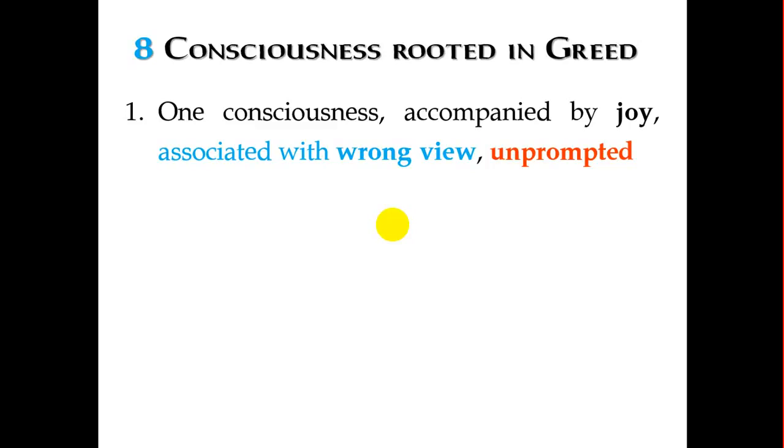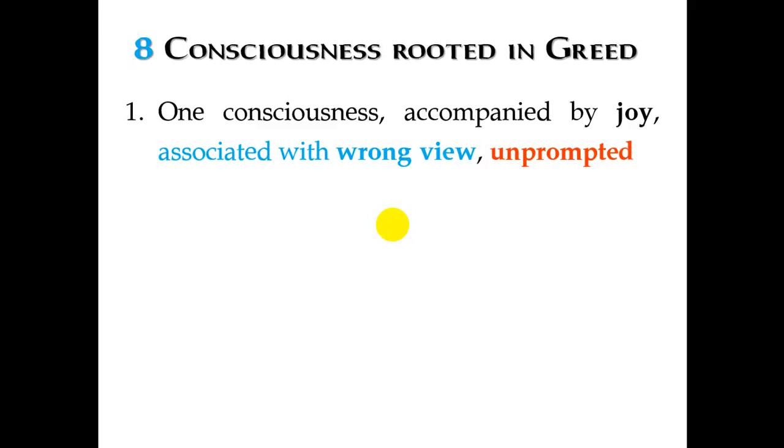So here, unprompted. Unprompted means we don't need to talk about sloth and torpor. Very active, right? Full of motivation and exertion. So therefore, no sloth and torpor. But as I said, the last one, doubt, will associate with the citta rooted in doubt, right? So therefore, forget about doubt. Sloth and torpor also will not get it.